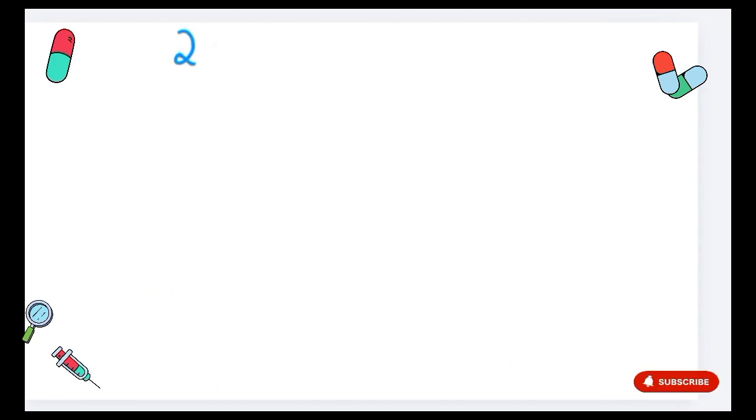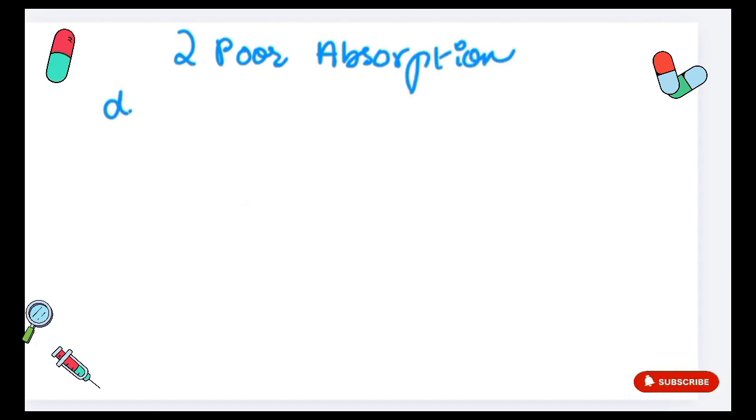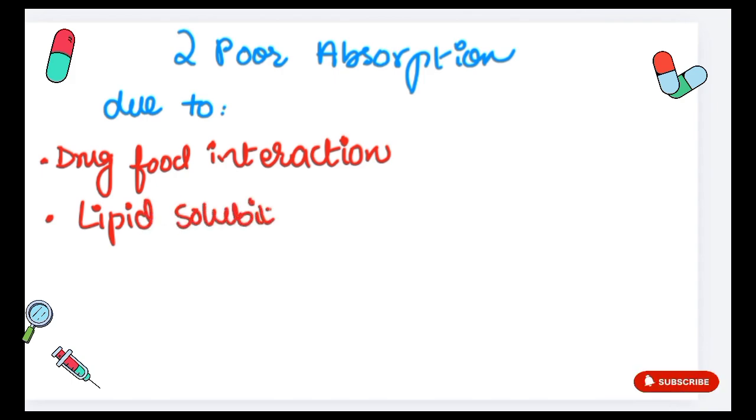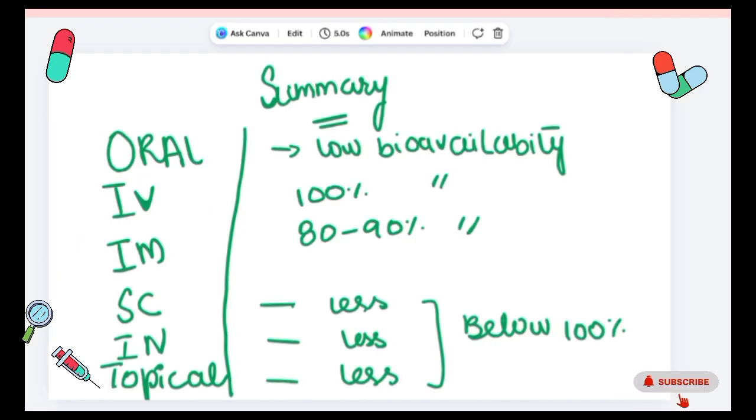Okay. The second thing is poor absorption. Yes, it can also affect the drug amount, due to drug-food interaction in the stomach first, and the lipid solubility of the drug may be decreased. Like we know, our body likes non-polar or lipid soluble drugs. And if the drug is more water soluble, or hydrophilic in nature, then we'll have altered absorption. Bioavailability is very important for students.